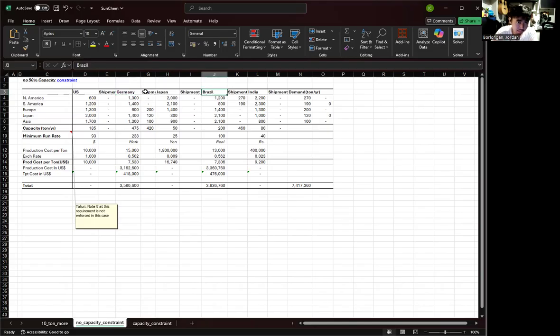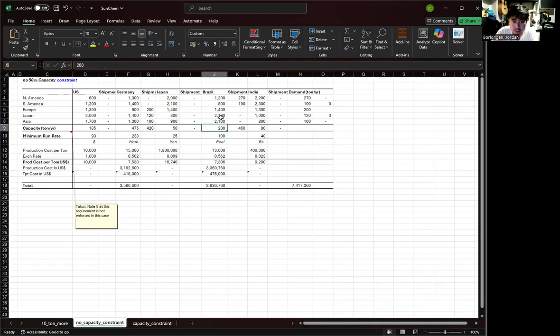So in Germany, since it is relatively close to Europe, Japan, and Asia, the system chose to allocate it right here. And despite not filling it up exactly to the maximum, it's still cost effective in the long run.